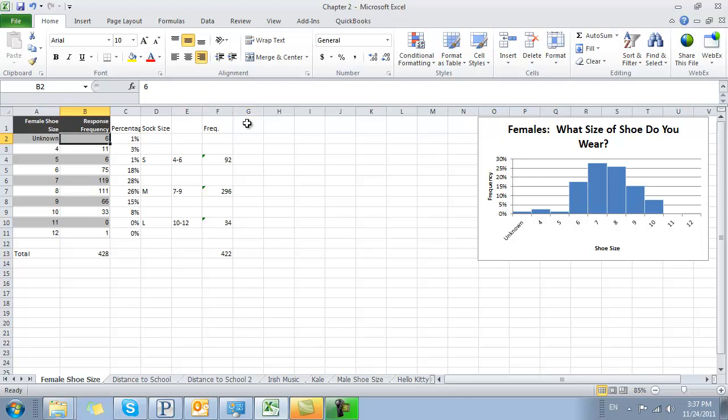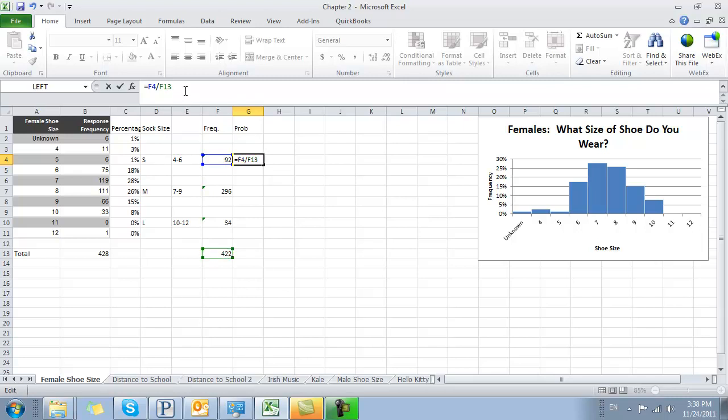Now I have frequency. Let's do probability, because I won't always have exactly 422 people in my store. Over the course of the month, I may have far more people in the store. So let's find my probability equals the number of people who have this sock size divided by the total number of people in the group.